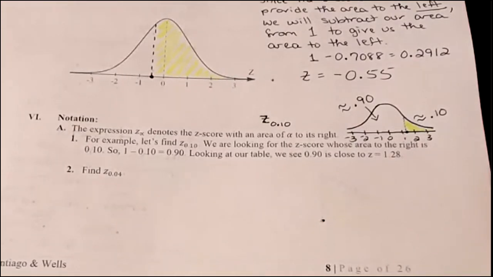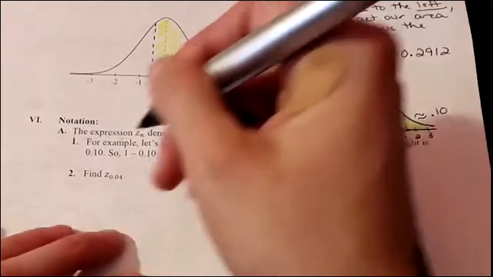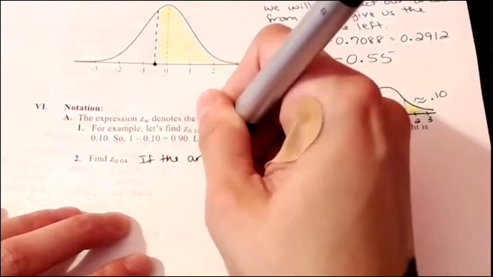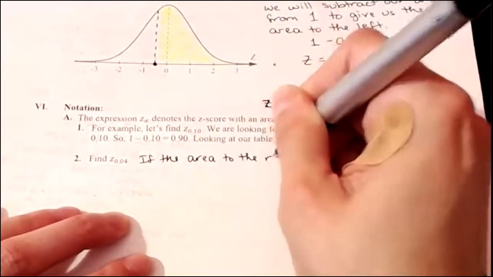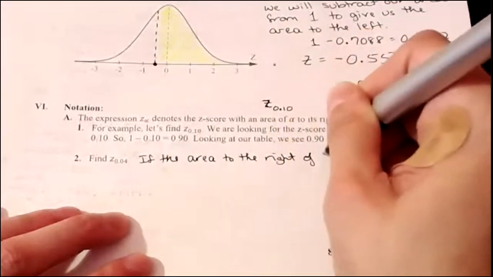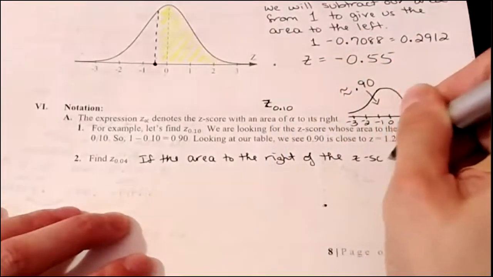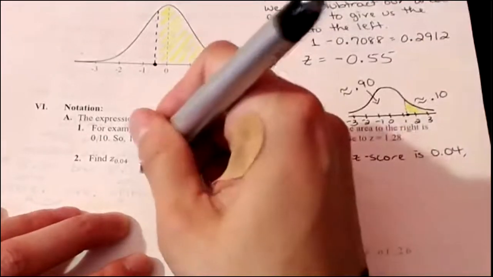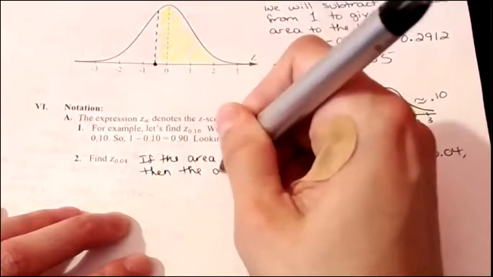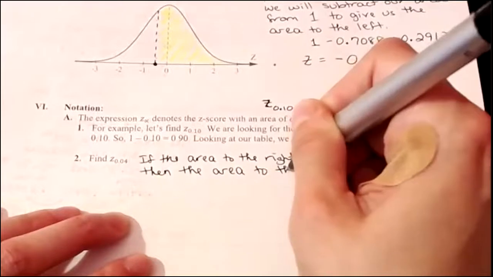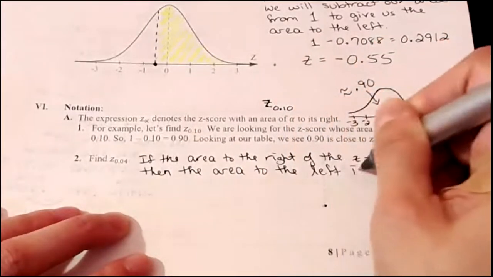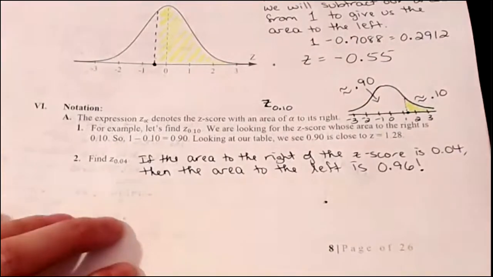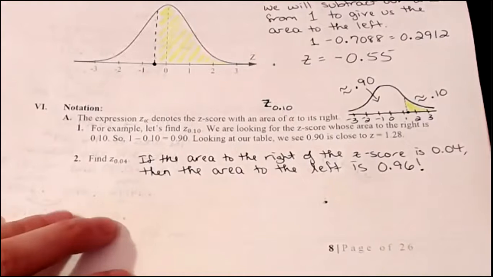0.96. Perfect. Yes, 0.96. So I'm going to make a note here. If the area to the right of the z-score is 0.04, then the area to the left is 0.96. The area to the left is 0.96.